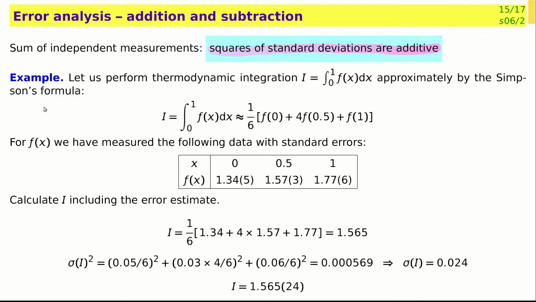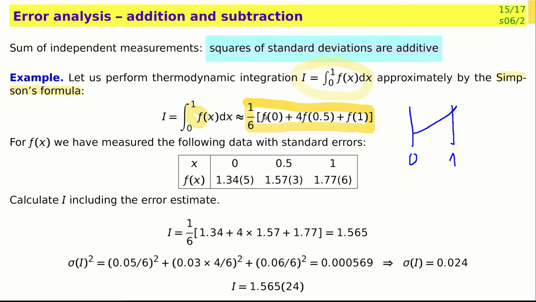Perhaps the best way is to provide an example. So let's integrate some function using the Simpson's formula. I guess you've heard about the Simpson's formula. If not, here it's written. It's an approximation of this integral from just 3 points measured. It works fine if our function here from 0 to unity is smooth enough.